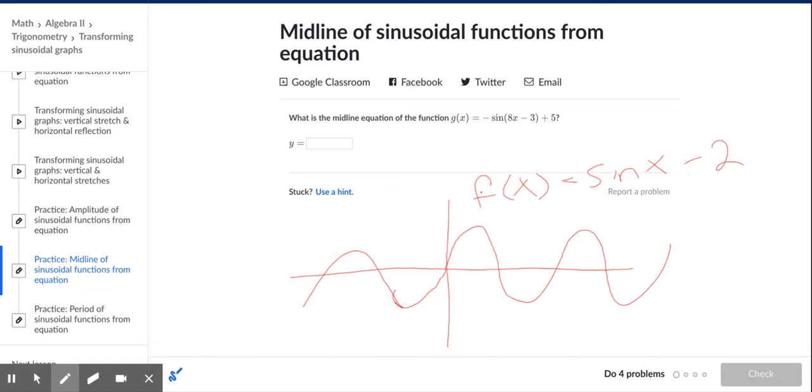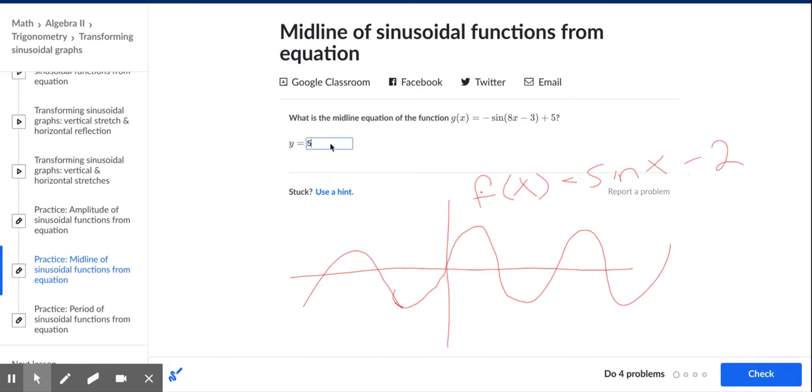But basically, this is exactly like what we've been doing the whole time with whatever parent function we've had. When we add or subtract something from the function, that's going to move it up or down in the y direction, which is what up and down is. So just like we've been doing this whole time. So with that being said, it should be clear, hopefully, that our midline is going to be at 5.